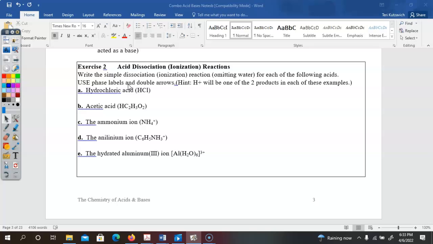All right, so these ionization reactions, it's just simple dissociation. Dissociation means breaking apart into its ions. So go ahead, stop the video and see if you can write these ionization reactions, and we can go from there. I'm going to just keep on going. So HCl aqueous yields H plus aqueous plus Cl negative aqueous.